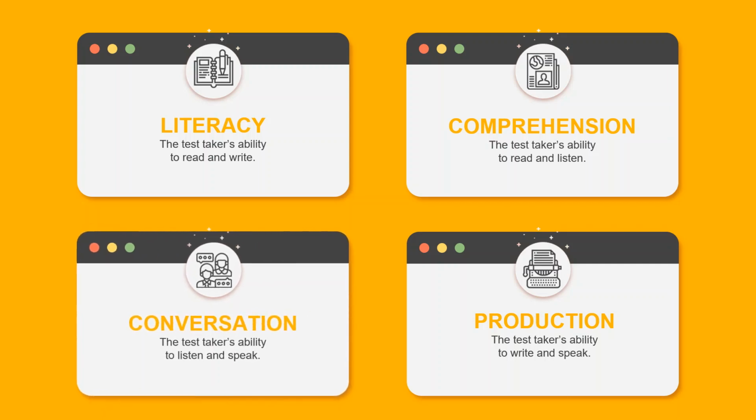The third subscore is called conversation, which measures your proficiency in listening and speaking skills of English. So this subscore comes from question types like dictation, elicited speech, yes or no audio vocabulary, and all the speaking tasks.